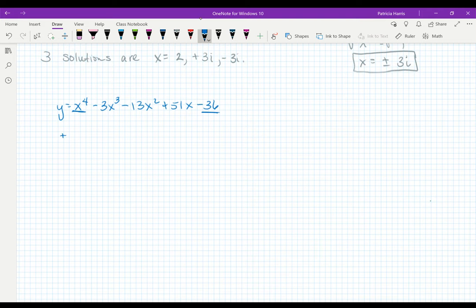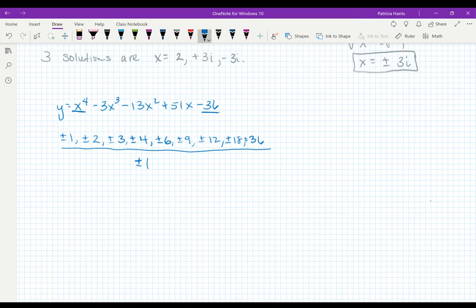So 36 has a lot of factors. It's the kind of number they call factor rich. So we need to write them all down. Now, luckily for us, the lead coefficient is 1. So now remember that the rational root theorem only gives us a list of possible factors, so we're actually going to have to go through one by one and see if something works.